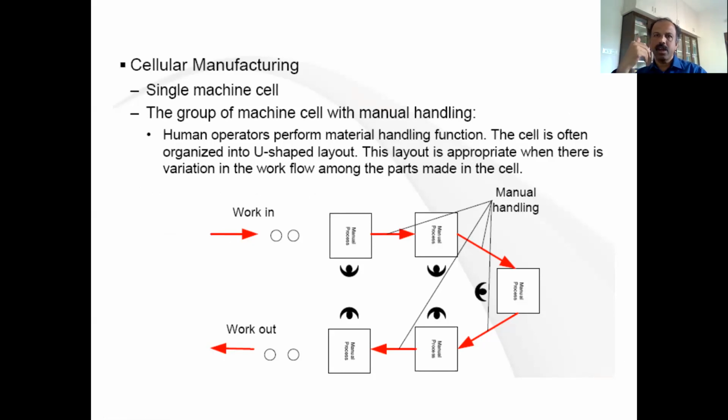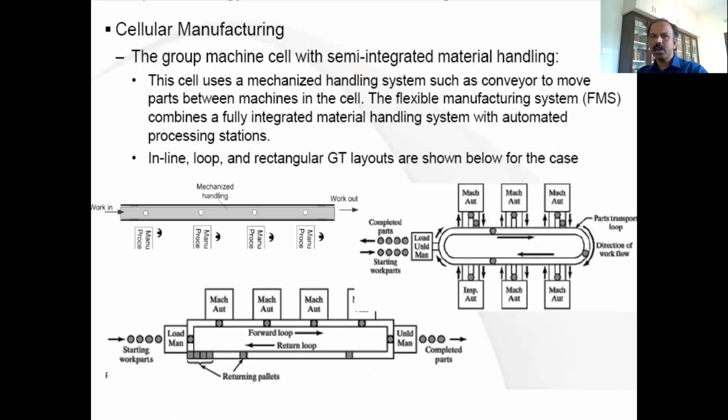Then the group of machine cell with manual handling. As I said, this is a group of machines with manual handling only, with human operators performing the material handling function. The cell is organized into a U-shaped layout. In this U-shaped layout, the work enters here, and this is a machine, another machine, and five different machines are present in the U shape. The work is done by human labor. Human laborers are responsible for carrying out the work, and the movement is also done by manual handling. This is the case of U-shaped cellular manufacturing.